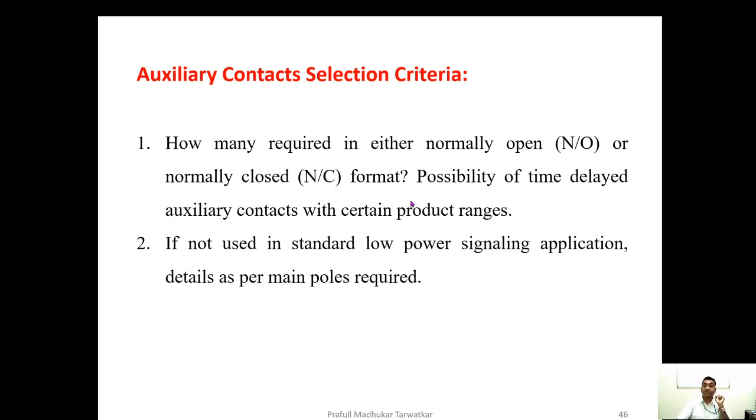Then comes the auxiliary contact, because auxiliary contacts are the secondary contacts which are being required when we need some parallel operation to be performed along with the main contactor terminal. Then in that case only we need the corresponding auxiliary contact. Again, depending on how much NO and NC contacts are required for the auxiliary contact also, that specific auxiliary contact needs to be selected. If not used in standard low power rating signals or signaling application, main poles can be used as an auxiliary contact in some cases.